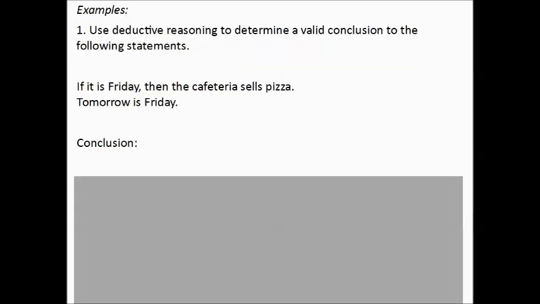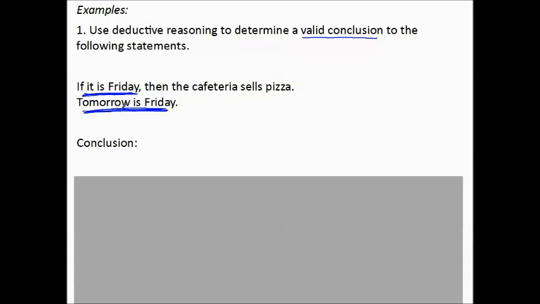Let's take a look at this example. Use deductive reasoning to determine a valid conclusion to the following statements. If it is Friday, then the cafeteria sells pizza. Tomorrow is Friday. So notice the fact that was given to us is that if it's Friday, the cafeteria sells pizza. The next thing that was stated is that tomorrow is Friday, the same thing that this statement began with.